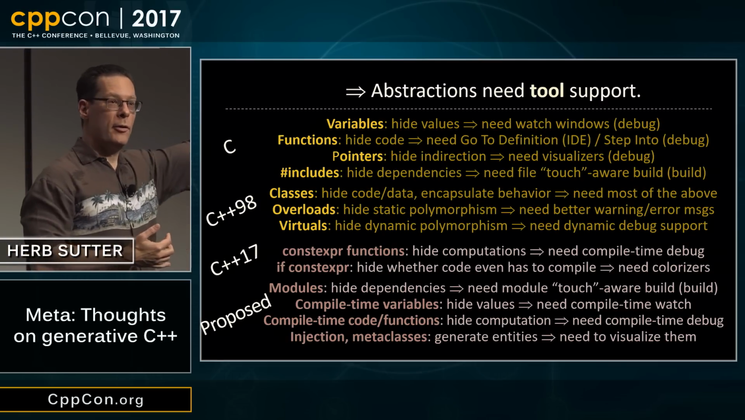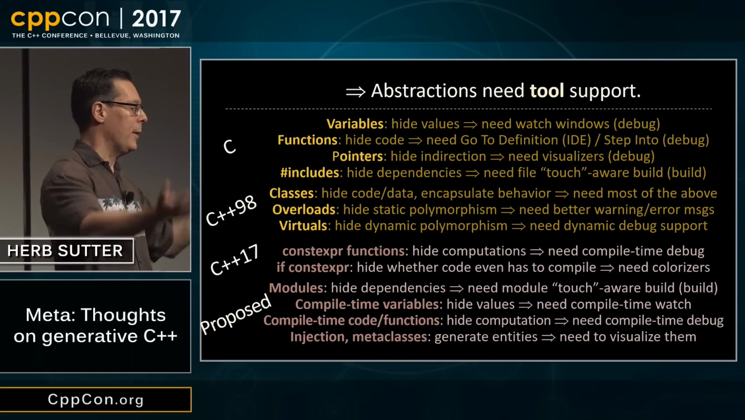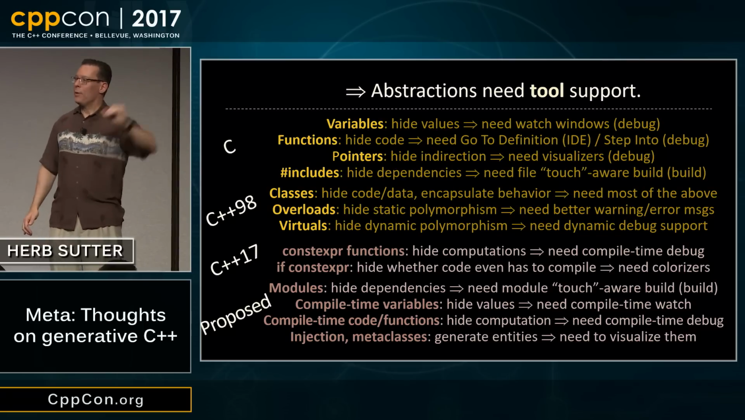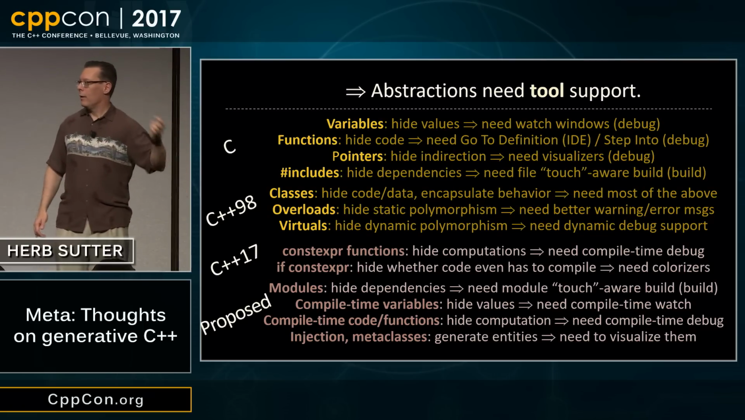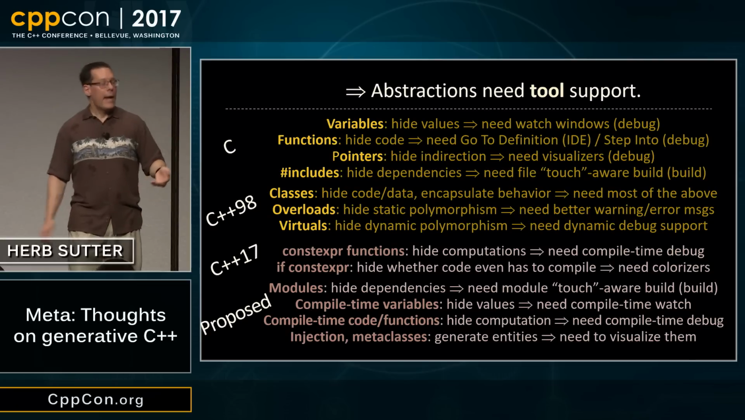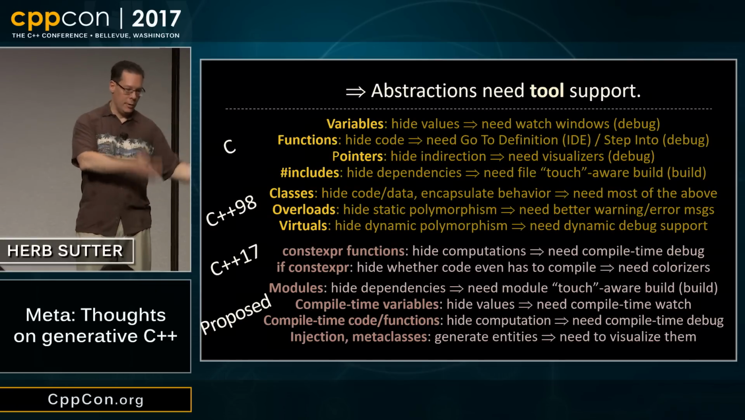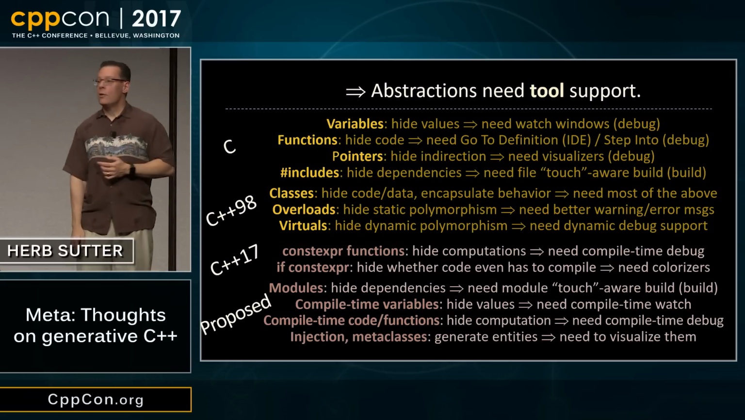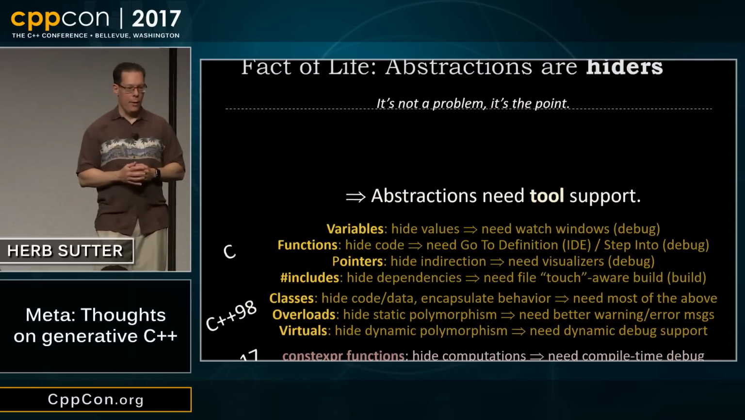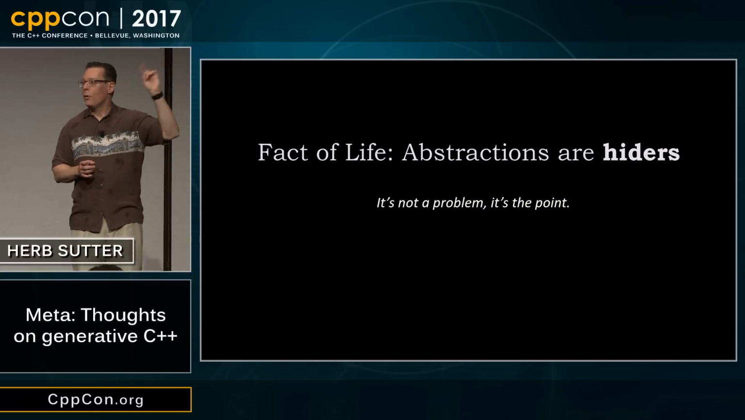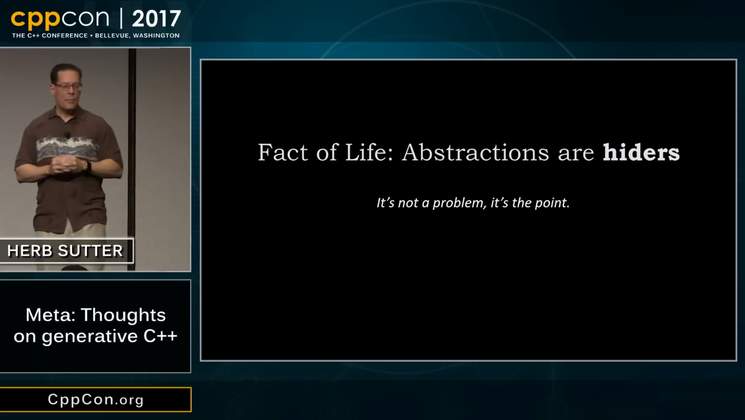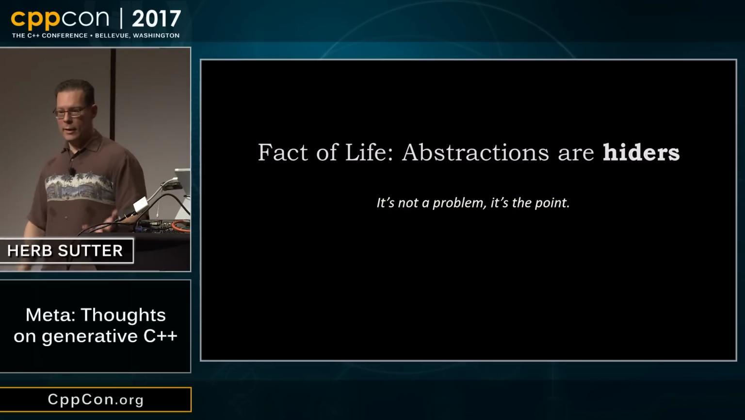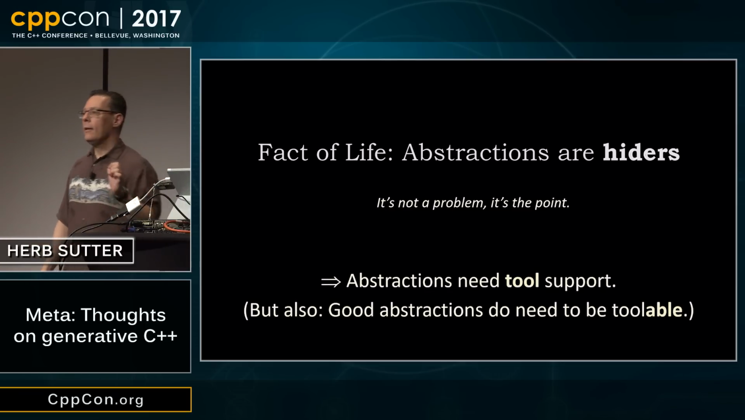Just like regular variables and functions, we need tool support for those, but they need to be able to run at compile time. And when we talk about injection, this brings us all the way back to our previous slide. When we talk about injection and metaclasses, which depend on compile time computation and injection, we are generating stuff. So we need to visualize that. And I'll show an example as we go. But remember the thing at the very top. Don't lose sight of the title of this slide. Abstractions are hiders. This is a feature, not a bug. It's the point. And it does mean they need tool support.